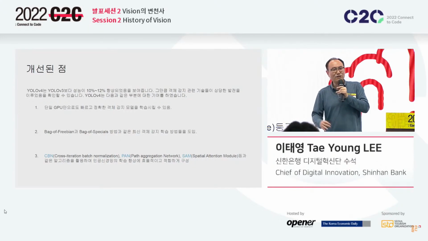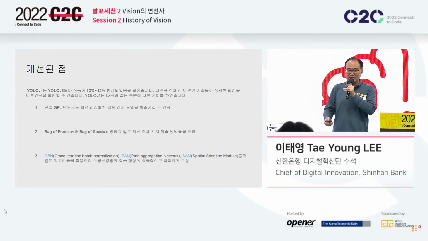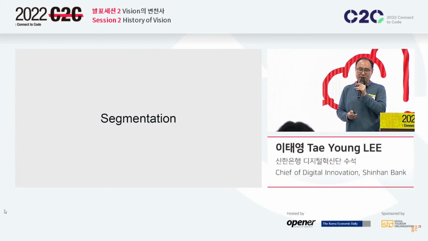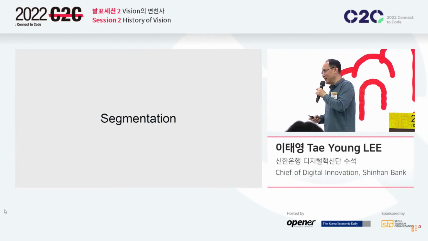Two-stage detectors are used in order to improve the efficiency of semiconductor manufacturing factories, but sometimes a one-stage detector is used. It depends on the structure of the industries. So you have to apply different kinds of detection methods.